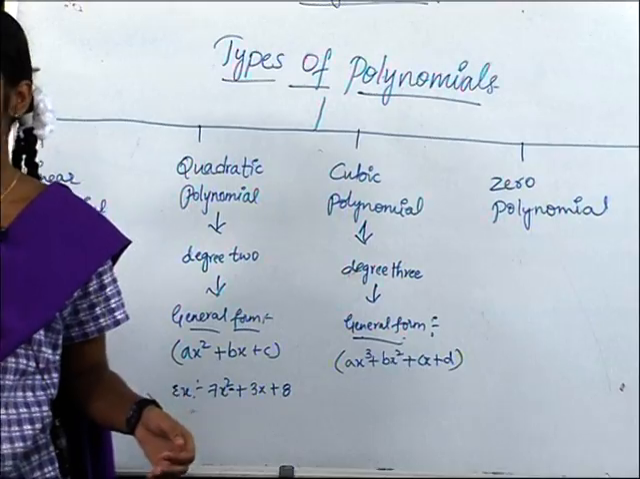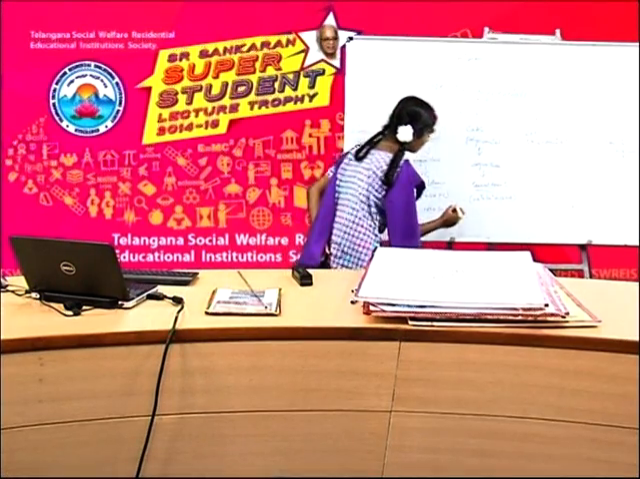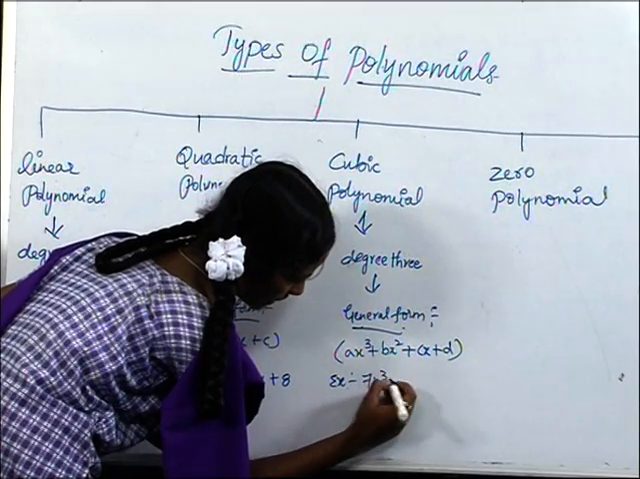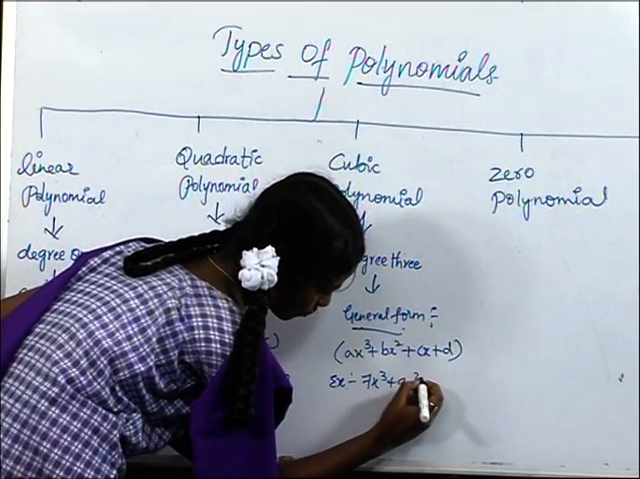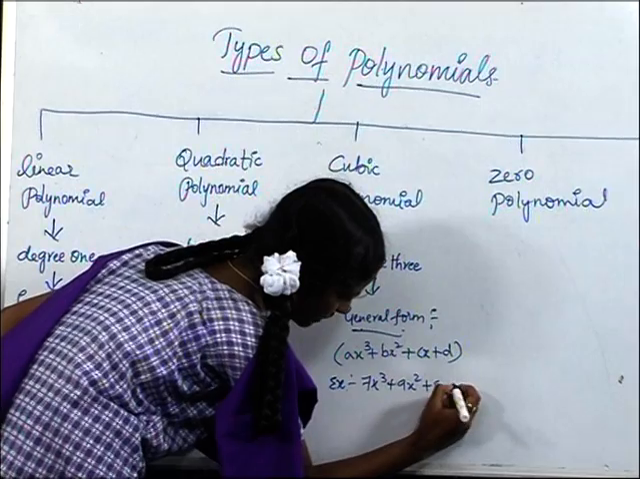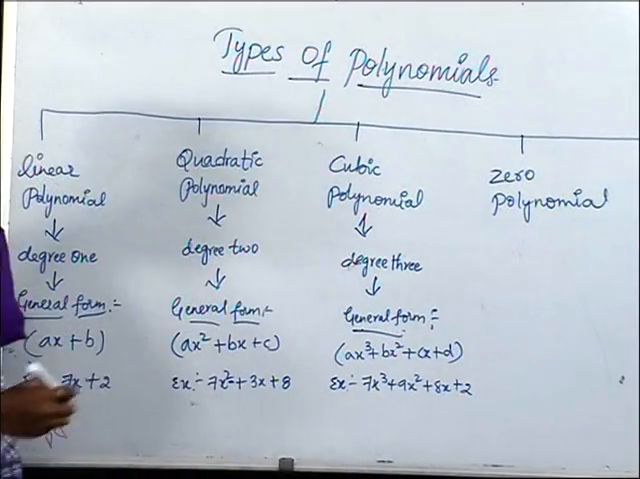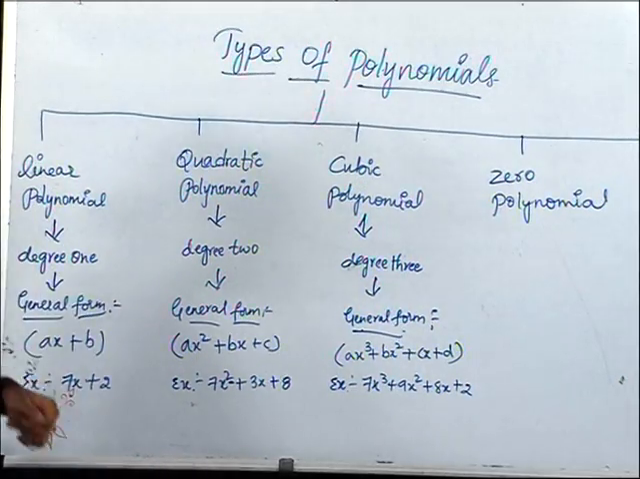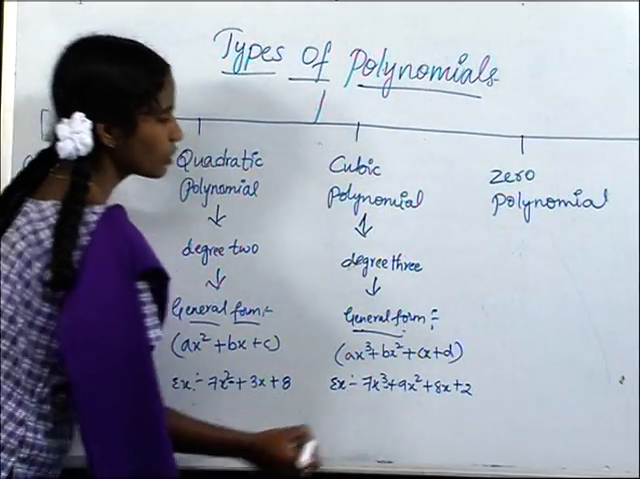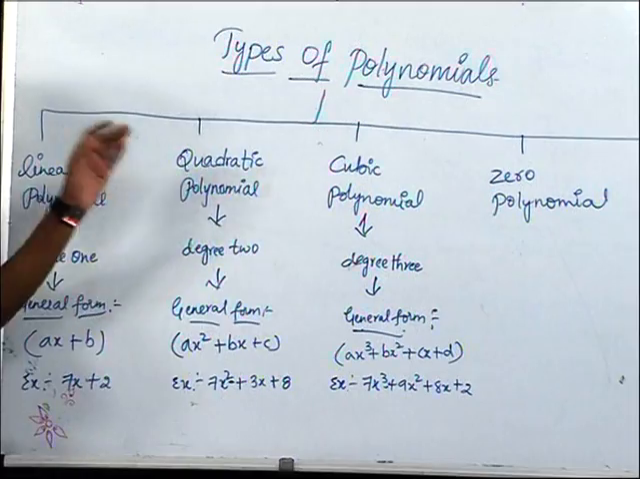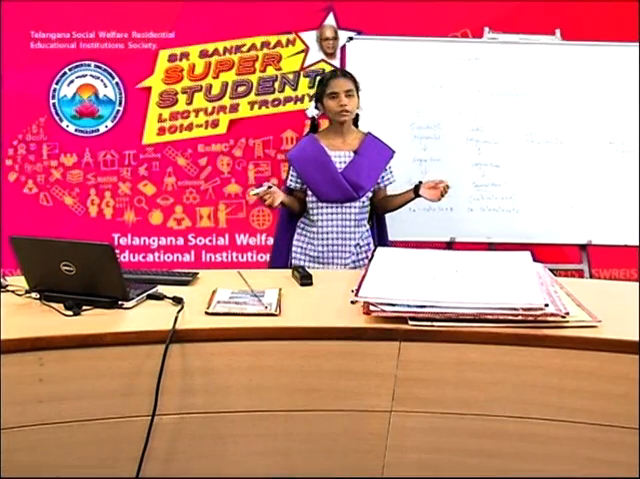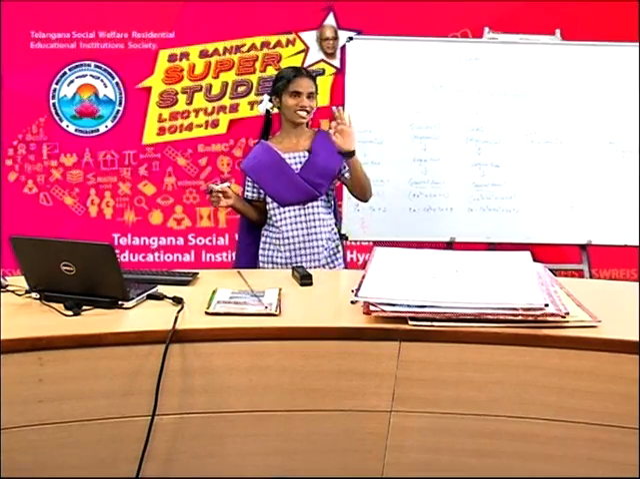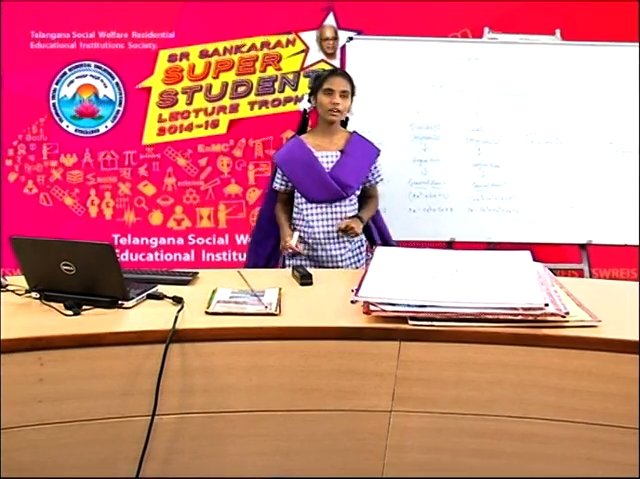For example of a cubic polynomial, 7x cube plus 9x square plus 8x plus 2. Friends, if you observe this polynomial, the degree is 3, so it is called a cubic polynomial. According to this, a polynomial whose degree is 3 is called a cubic polynomial.